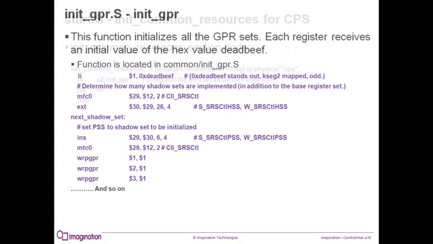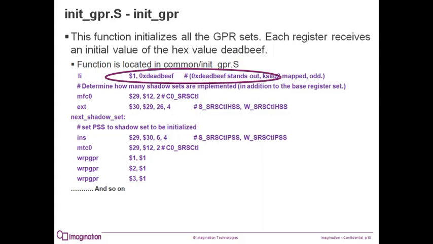The init GPR assembler function does as the name suggests and initializes the general purpose register sets. It first sets all registers in each register set to the hex value of dead beef. This can be helpful when debugging the boot code, because if you are reading a register that has the unlikely value of dead beef, you haven't set that register in your code and probably should not be reading it. The code also loops through all shadow register sets, if any, and initializes them.